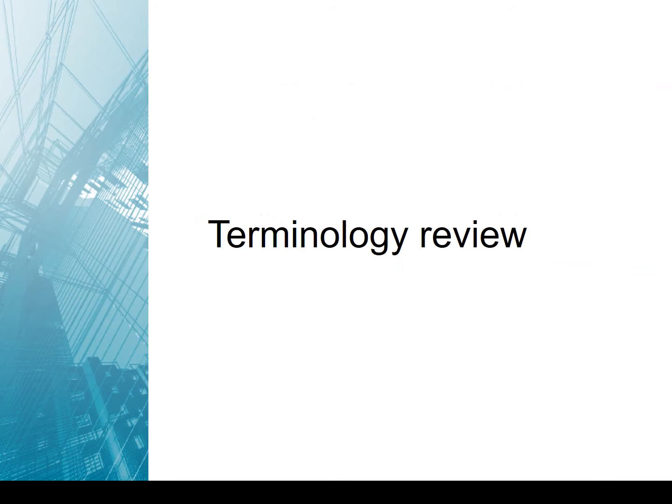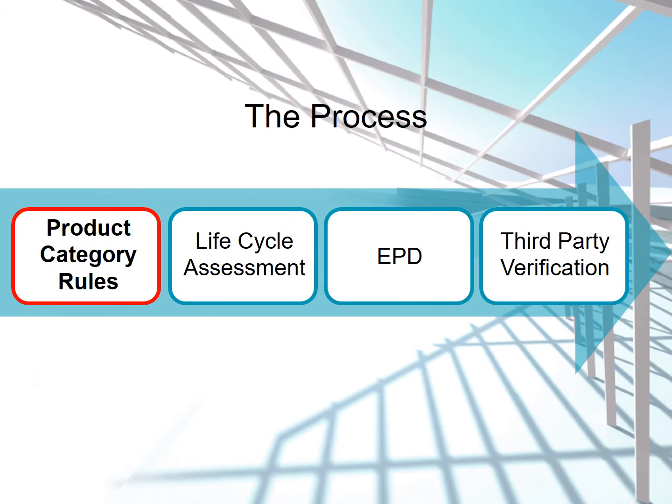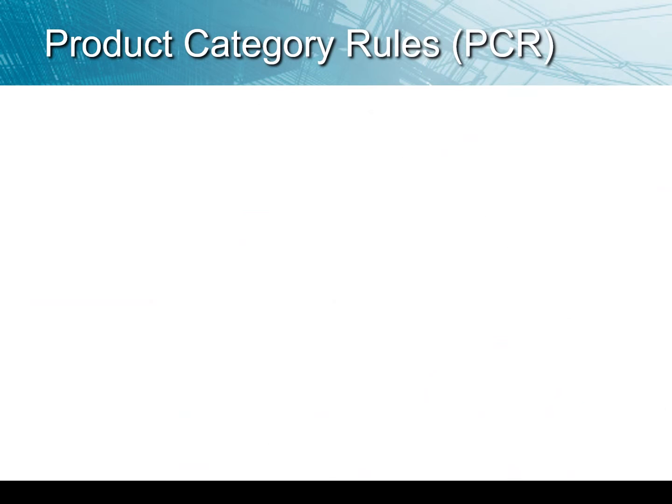Before we press on to conducting LCAs, let's take a moment to clarify the terminology we will be using throughout this course. Let's take a look at the process for completing a full product EPD for LEED credits, starting with the Product Category Rules, or PCRs. Product Category Rules are a standard set by the industry for a product type in order to conduct a more uniform and comparable EPD.